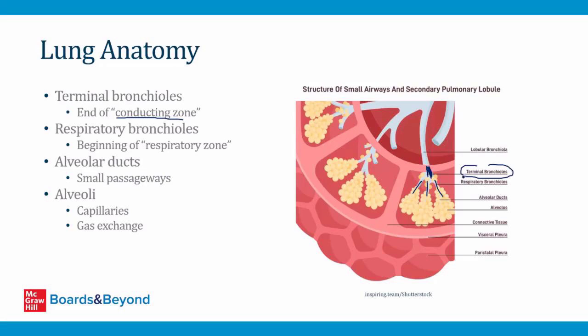After the terminal bronchioles, you have the respiratory bronchioles. These are the last bronchioles before the alveolar ducts and the alveoli. And this is the beginning of the respiratory zone where gas exchange is going to occur. Then you have the alveolar ducts, which are shown here in this image. You don't really see them very well. They are small structures that lead into the alveoli. These are small passageways. And then finally, these little bubbles you see here are the alveoli. They contain capillaries, and these are where gas exchange occurs. Oxygen is picked up by the blood and carbon dioxide is released.